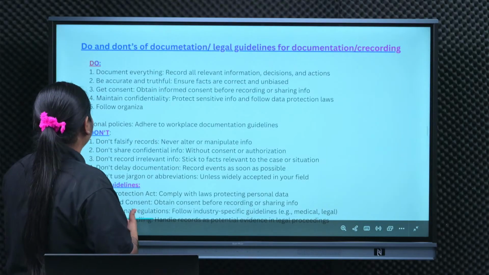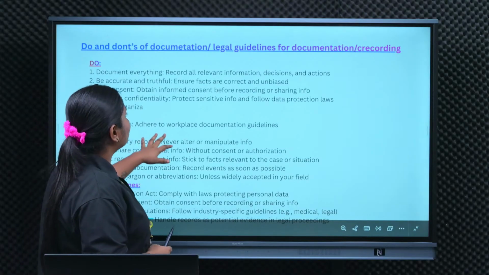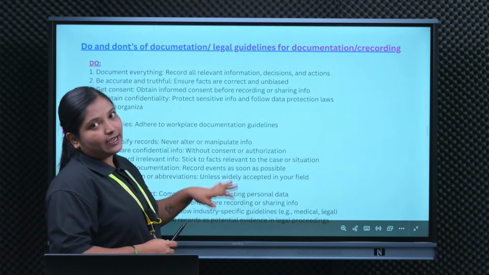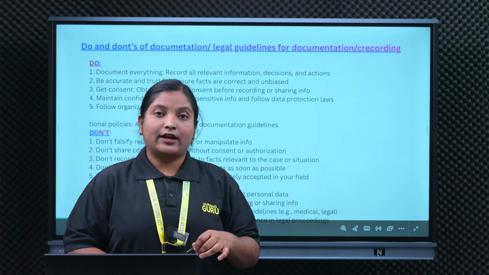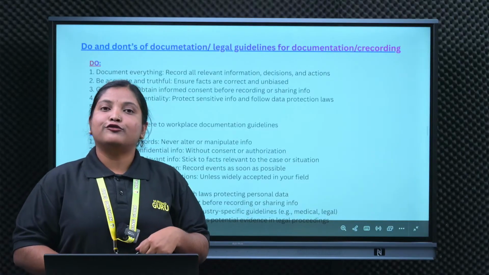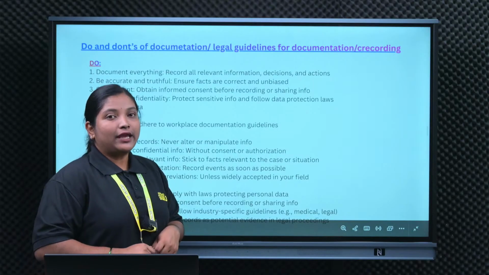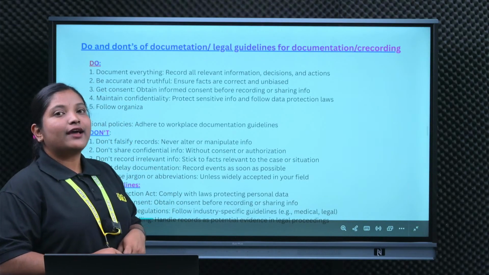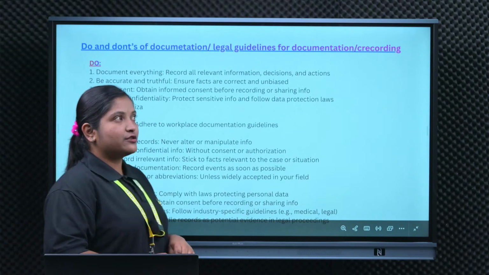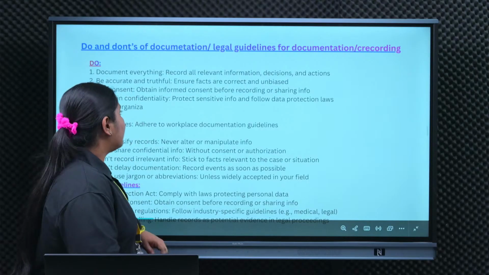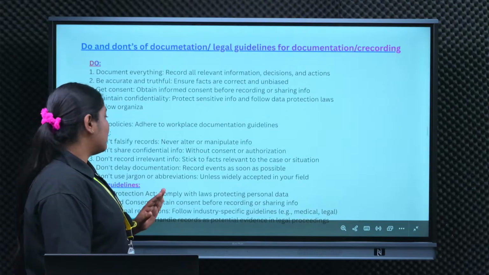So next we can do: follow organizational policies and adhere to workplace documentation guidelines. Whatever guidelines are given by the authority, the organization or the institution, you have to follow that. You should not do it by yourself. Everything should be guided by your institution. According to their guidelines, you have to go through the documentation. You should not use your own rules and regulations over there. Next we can go with the don'ts. So what you should not do, that we can see now.